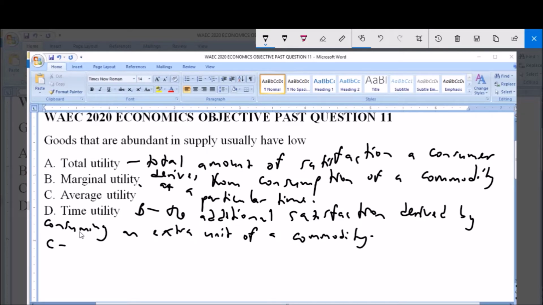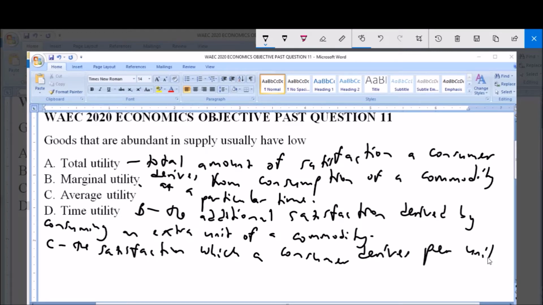Option C, which is average utility, refers to the satisfaction which a consumer derives per unit of a commodity consumed. And option D, time utility, is not a concept.